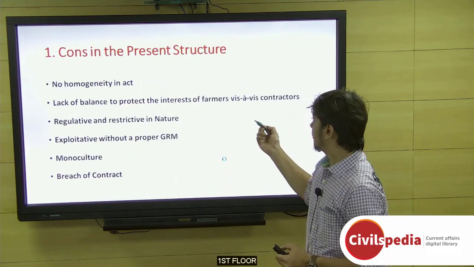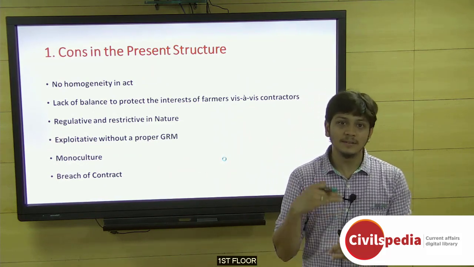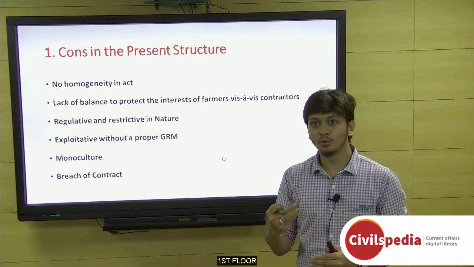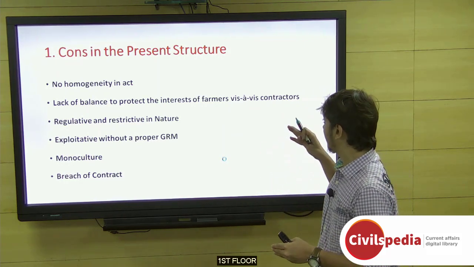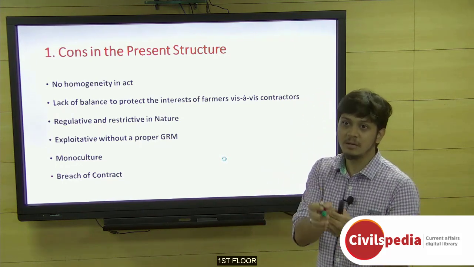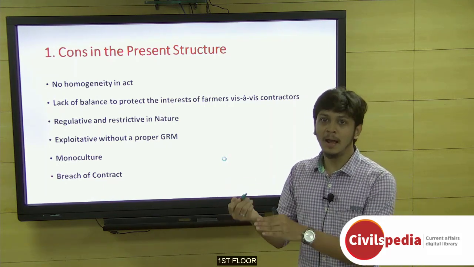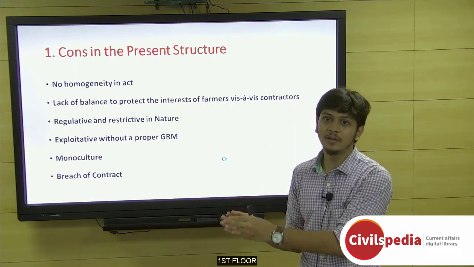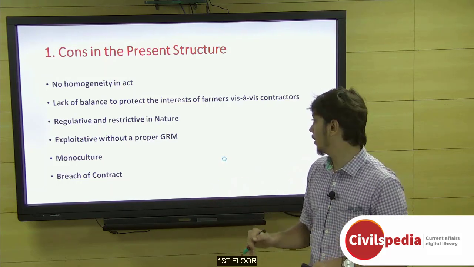But what are the cons in the present structure? First one is no homogeneity in the present act. That is, each and every state has its own act, its own rules and regulations, and there is no homogeneity with respect to this. Lack of balance to protect the interests of farmers with service contractors. In certain cases, the farmers' interests are greatly protected, whereas the industrialists' interests are not protected, and at certain places, the interests of industrialists are greatly protected. Hence, the balance is missing between these two components.